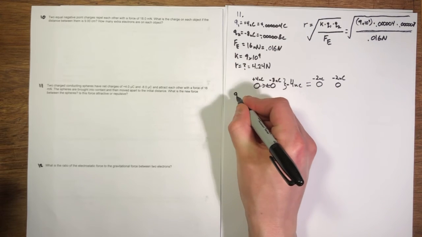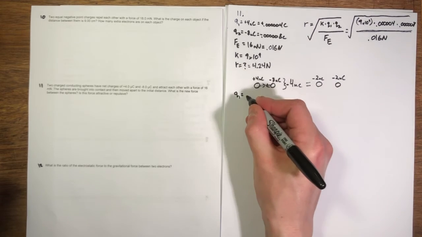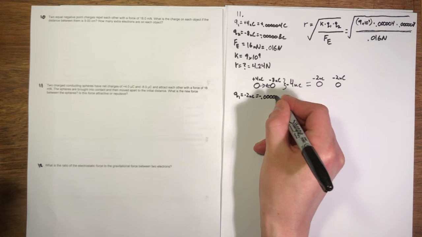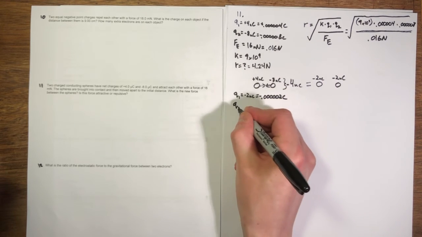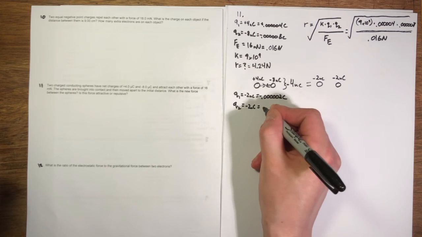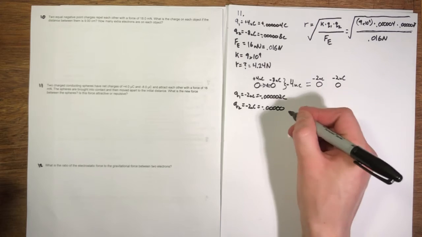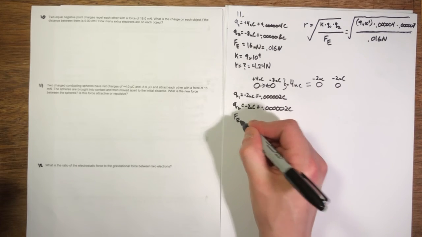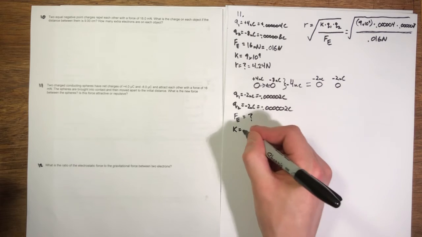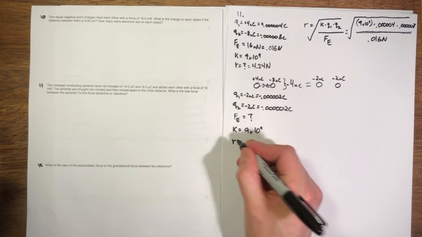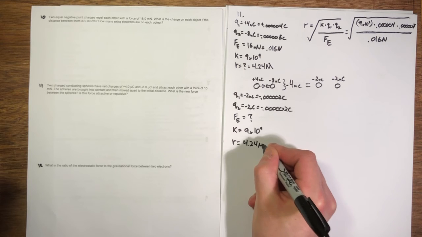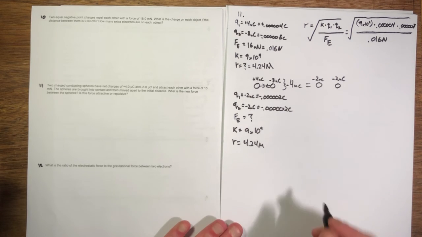So our new equation after they are apart from each other, and remember that's going to be -4 total, so it's going to be -2 microcoulombs, or -0.000002 coulombs. And our second charge is going to be -2 microcoulombs, or -0.000002 coulombs, and then everything else is going to be the same, except for electrostatic force, which is what we're trying to find. K is the same, and our radius, we now know, oh, that should be meters, 4.24 meters. Okay, well, let's see what we get.